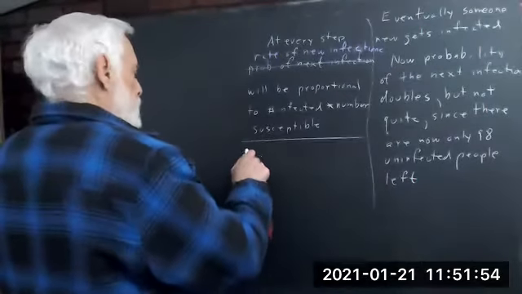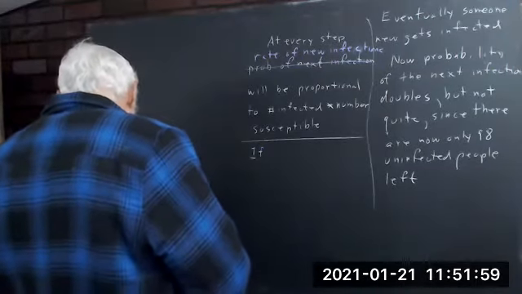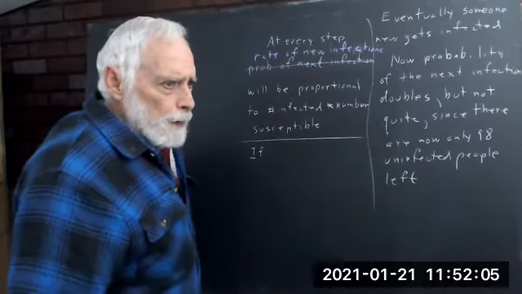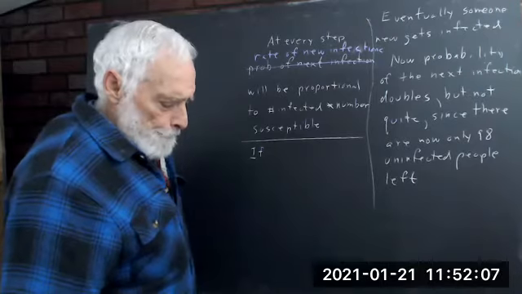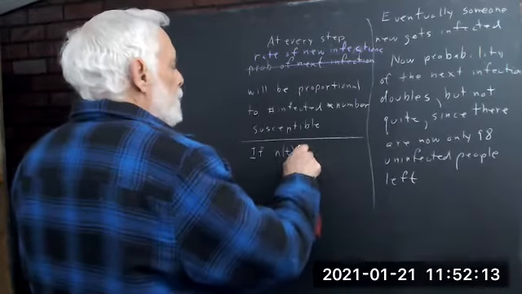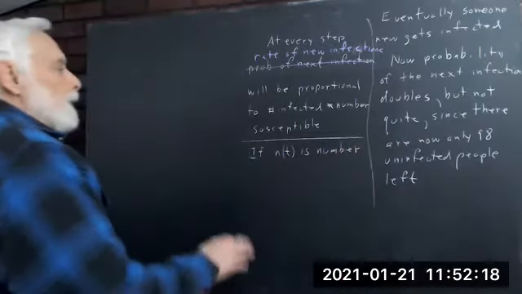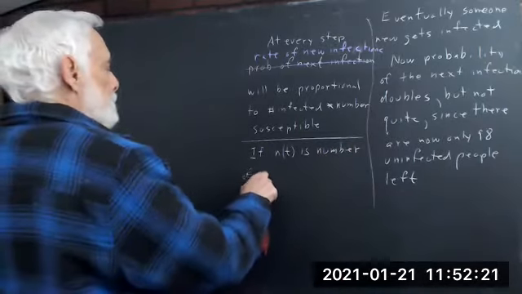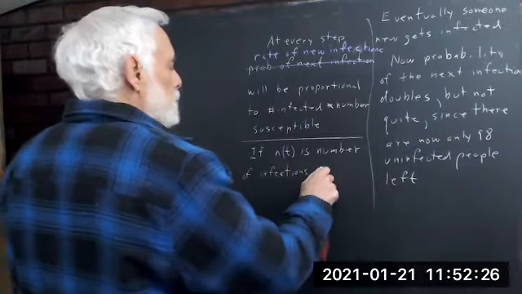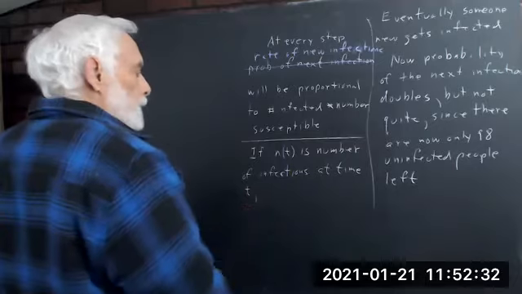So we can say, I'm just looking for a letter for the number of infections. If N of T is a number, that's the obvious letter to use, it's a number of infections at time T.